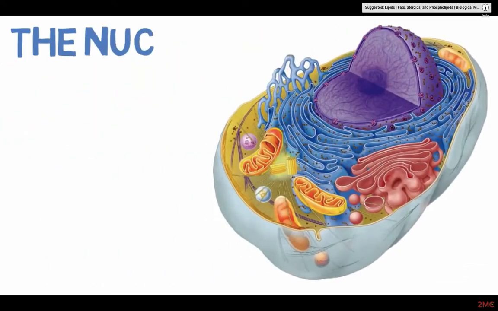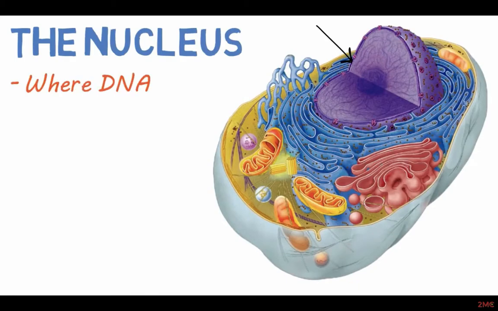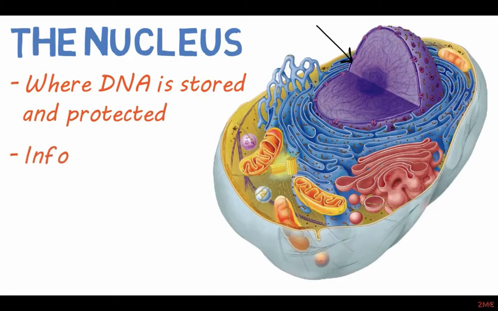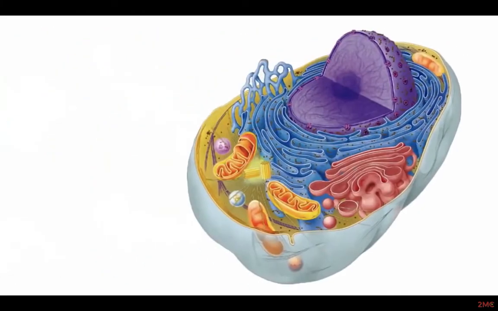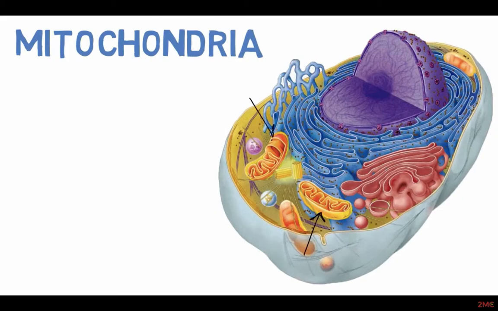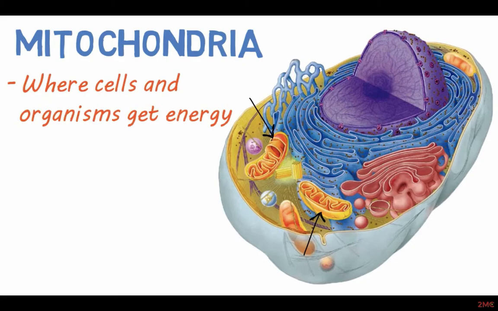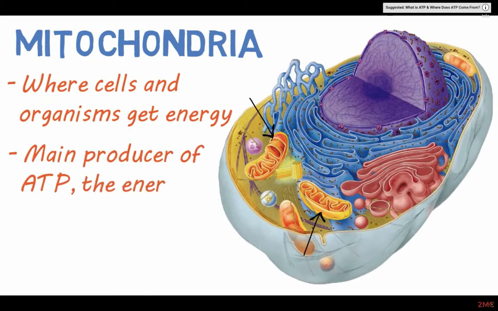nucleus is the center of the cell, not necessarily in location, but in function. This is where your DNA is stored and protected. The DNA is read by special proteins and transcribed into RNA to be translated into proteins. Information that comes out of the nucleus determines how the cells function, and ultimately, how your genes are manifested. The mitochondria is the powerhouse of the cell. This is where cells and organisms get their energy to function. The mitochondria is the main producer of ATP, the energy currency of the cell.